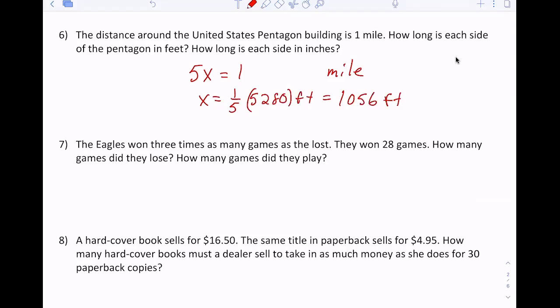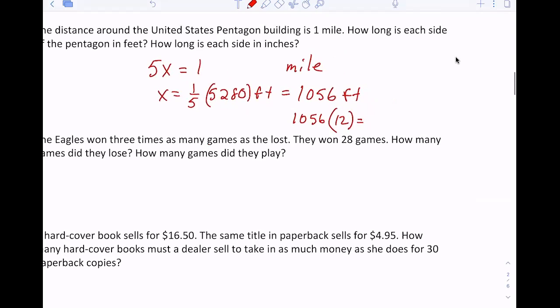All right, now if you read, it says how many what? Inches. All right, it says how many inches. Now I'm sure everybody in here knows that 1 foot contains what? 12 inches. So now we're going to take this 1,056, replace the foot with what? Inches. How many? 12. So now you're going to multiply 1,056 times 12. And tell me what that comes out to be. 12,672. All right, and that would be inches. 12,672 inches.